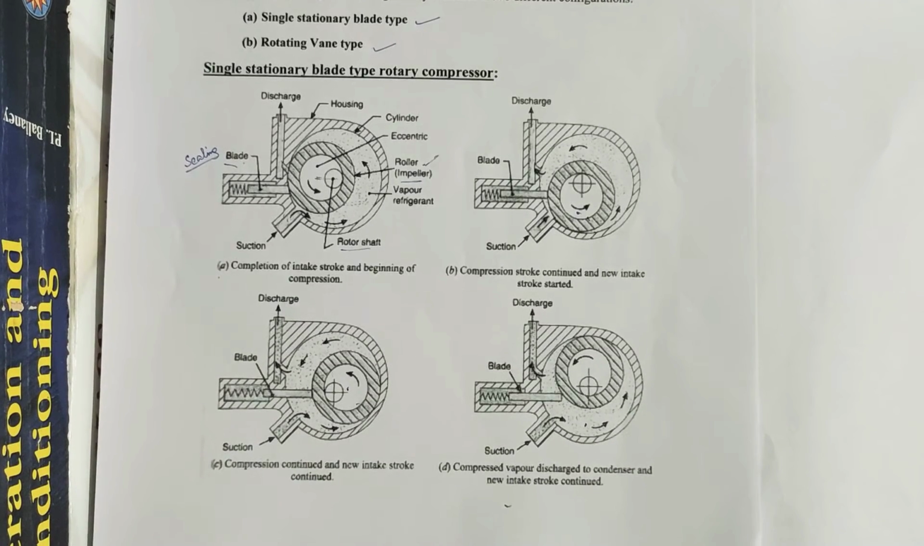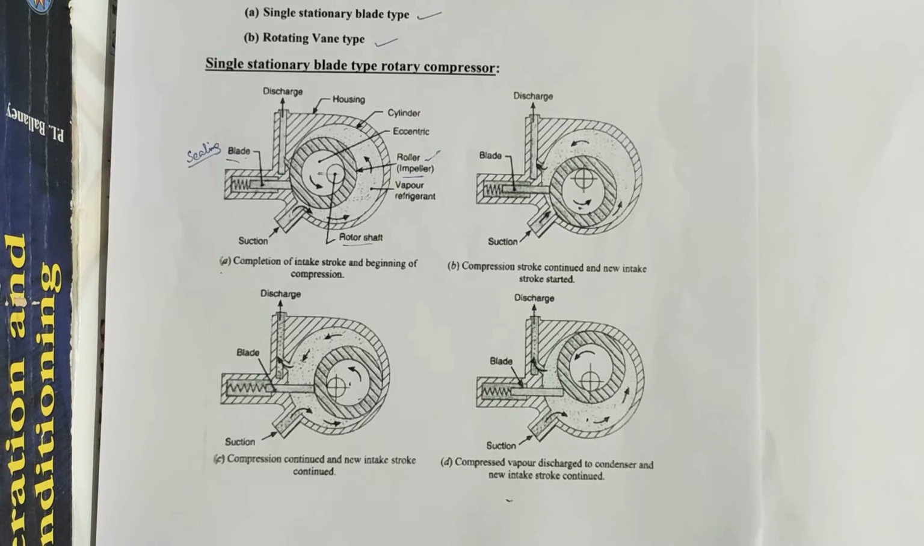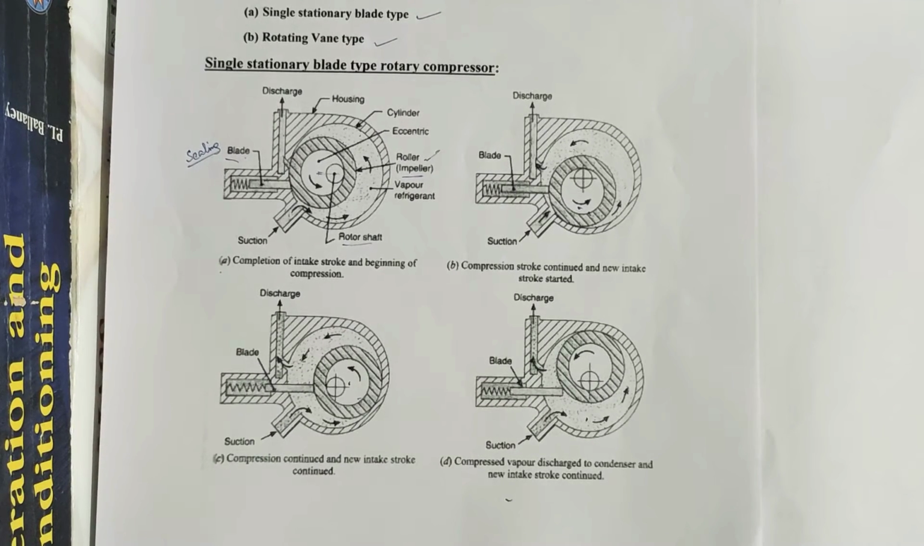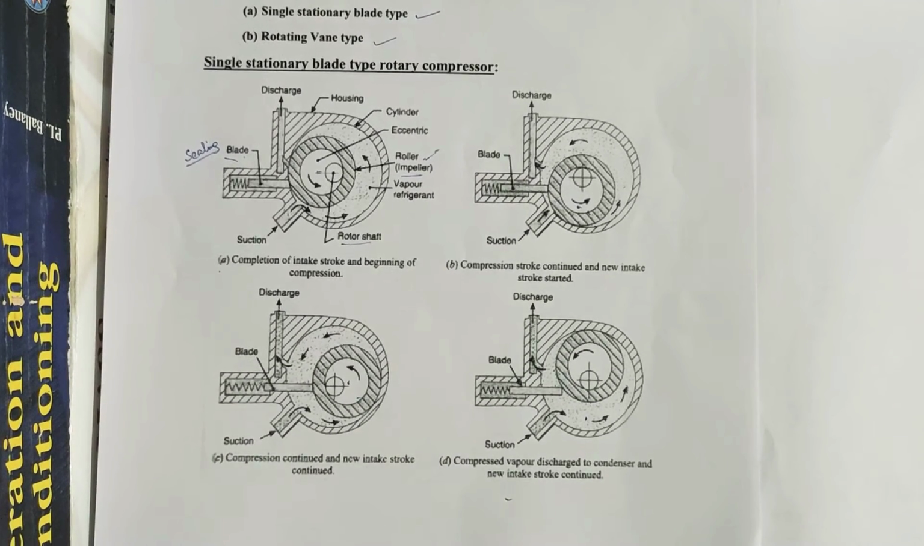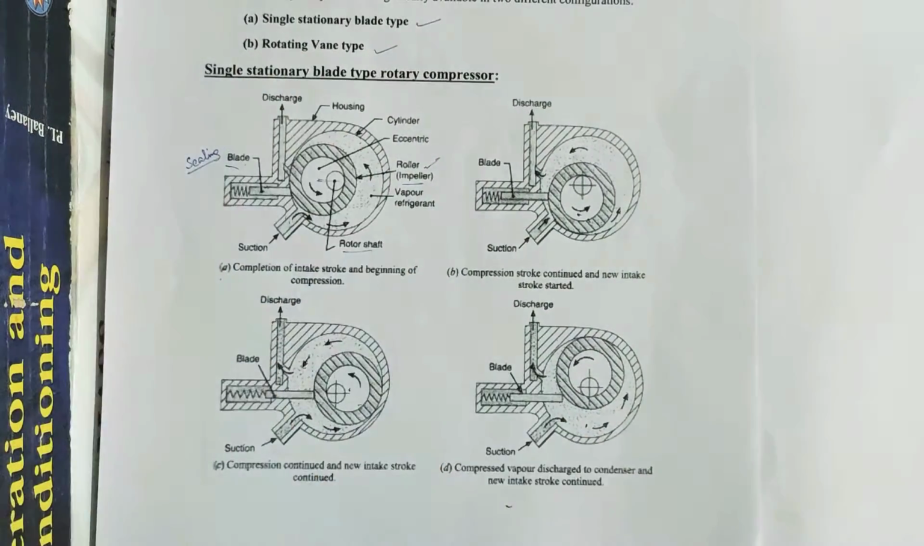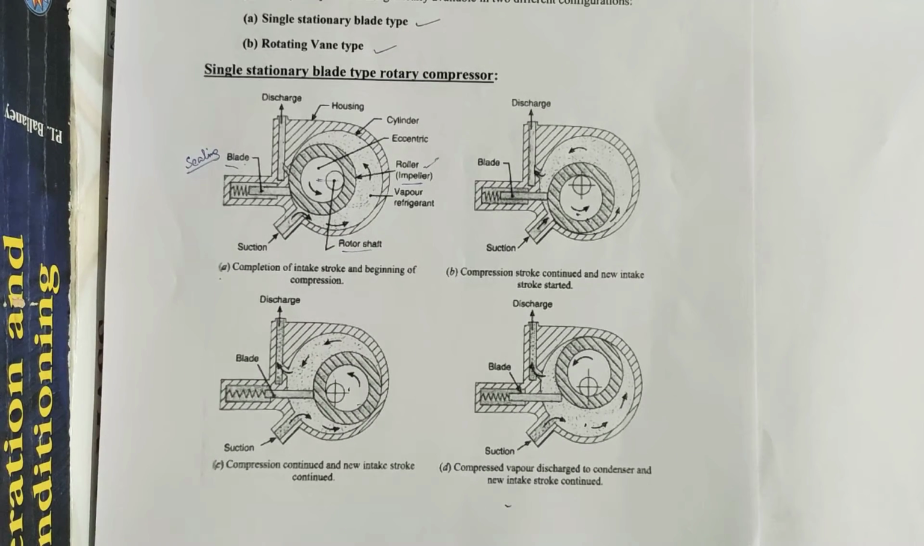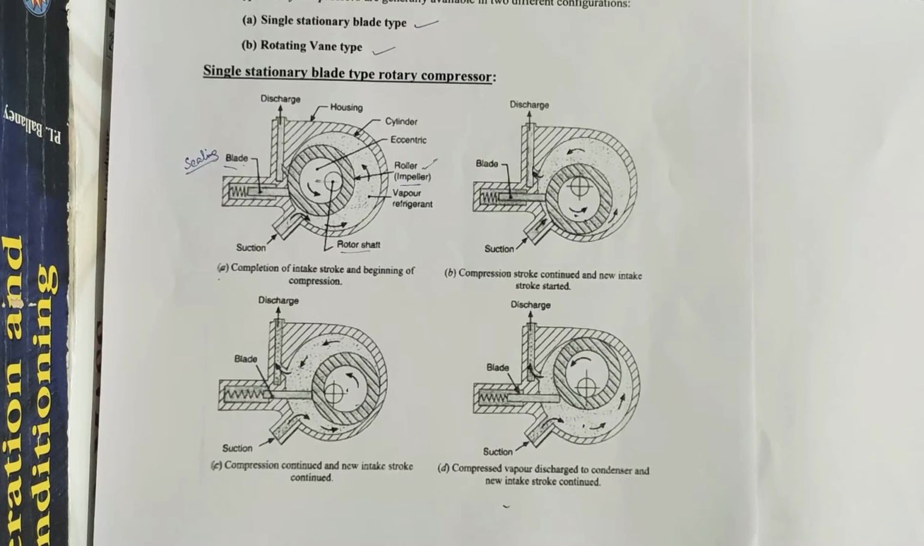So in this way, due to the rotation of the roller or impeller interconnected with the rotation of the rotor shaft, the suction, discharge and compression of the vapor refrigerant takes place. This is how a single stationary blade type rotary compressor works.